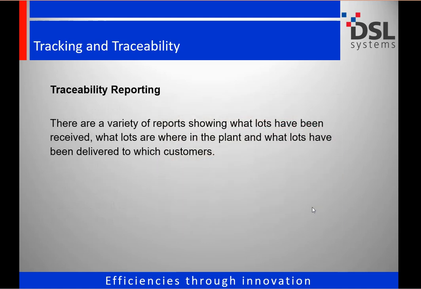When it comes to traceability reporting, DSL's AutoPilot4Feed has a number of standard reports to show, for example, what lot numbers arrived at the plant, where in the plant any particular lot number is, what lot numbers went into a batch, what batch sequence numbers went into a particular production run, what production run numbers went to a particular delivery, and so on.